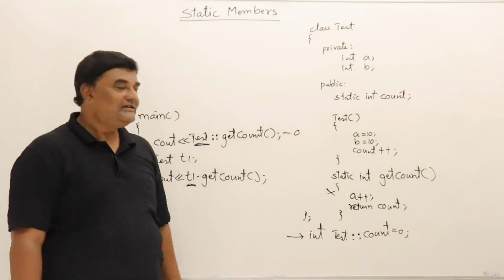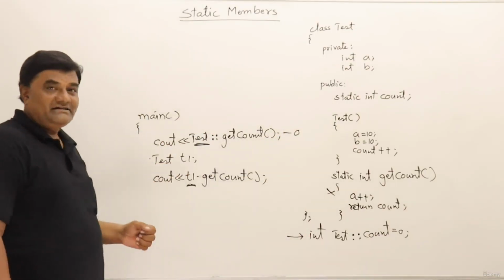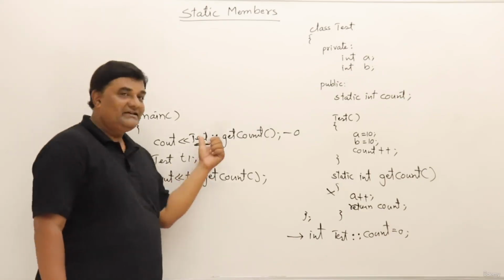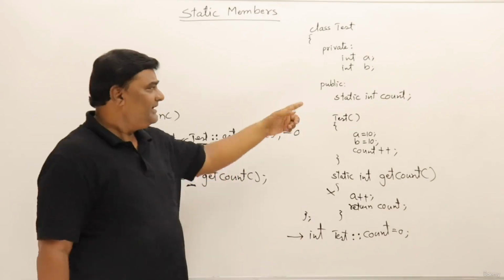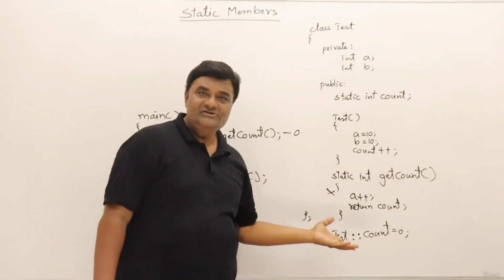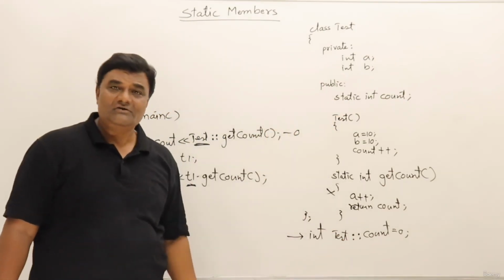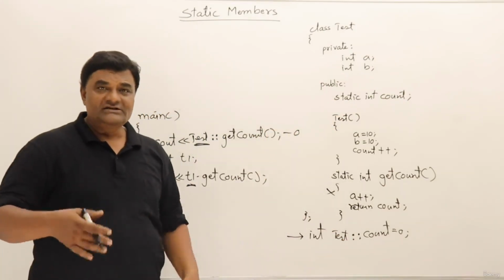Then the next point that we studied is that static members can be accessed by using the object as well as the class. You can access data members and functions. If you make a data member private, then you need a function. Otherwise, you can directly access the data member also. Then where it can be used, I'll show you in the next video.